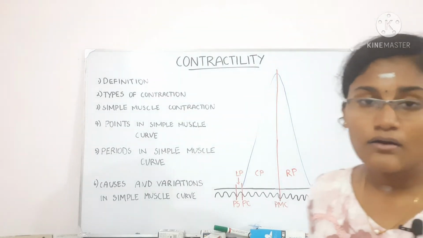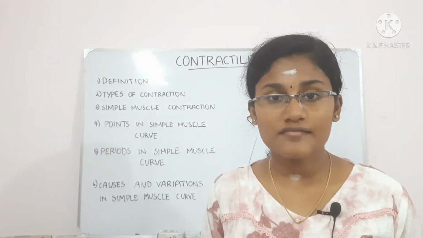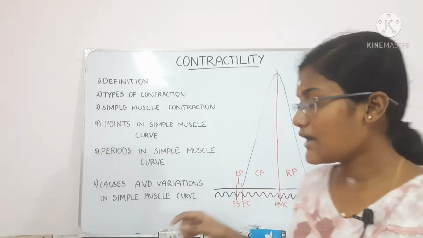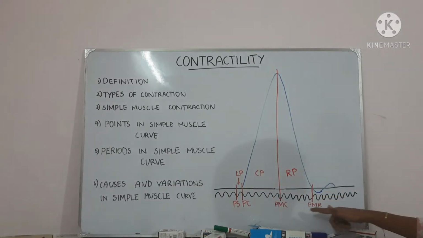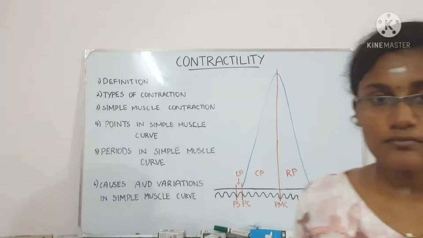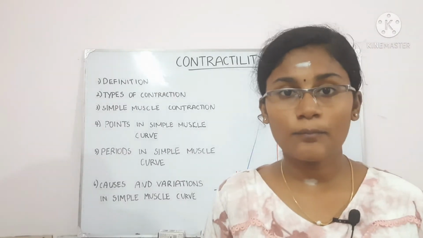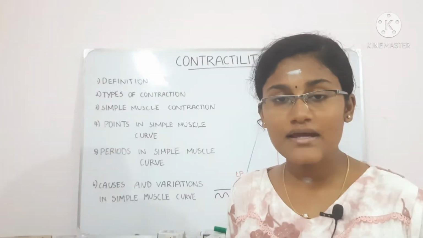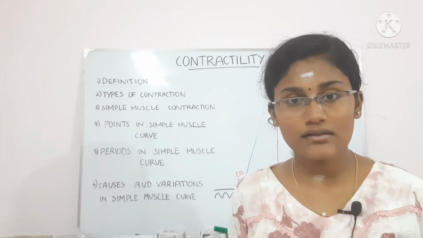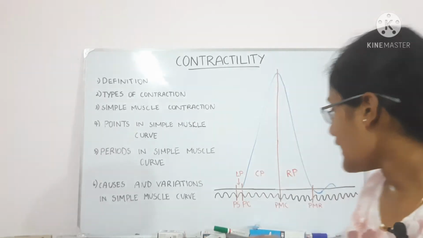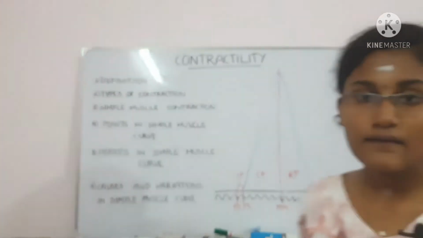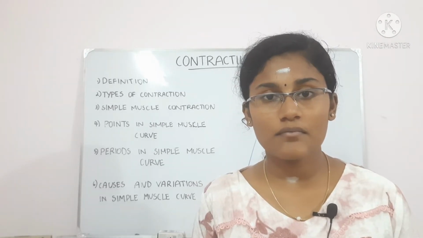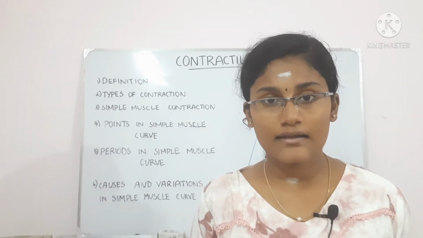What are these? PS is the point of stimulus, PC is the point of contraction, PMC is the point of maximum contraction, and PMR is the point of maximum relaxation. PS is the time when the stimulus is applied, PC is the time when the contraction of the muscle starts, and PMC is the time when the muscle has reached the state of maximum contraction. PMR is the time when the muscle has reached the maximum relaxation.